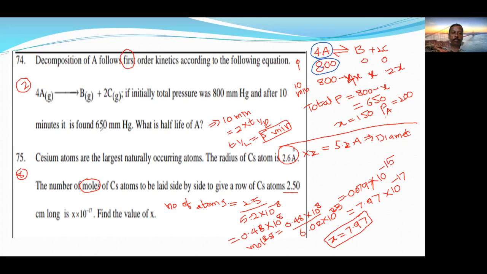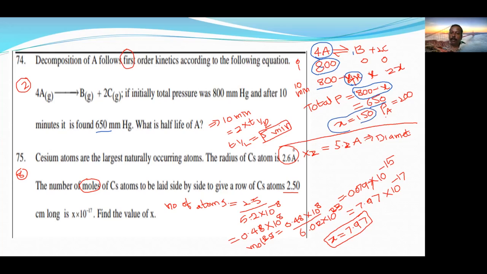After 10 minutes, the total is found to be 650. So if I take 800 minus 4x, this will be x, and here it will be 2x because 2C is there. So total pressure will be 800 minus 4x plus x plus 2x. Therefore, it will be 800 minus x. But it is given as 650. Therefore, x is equal to how much? 150. x is equal to 150.